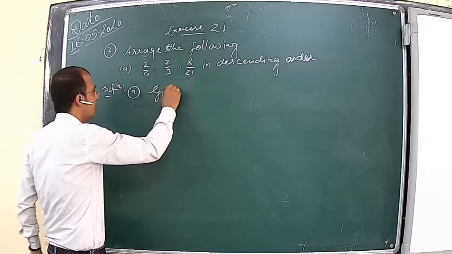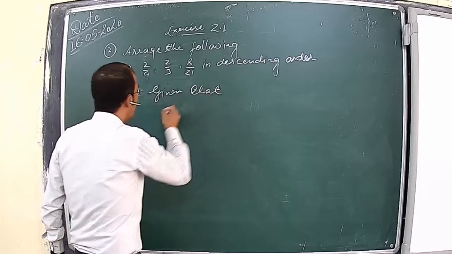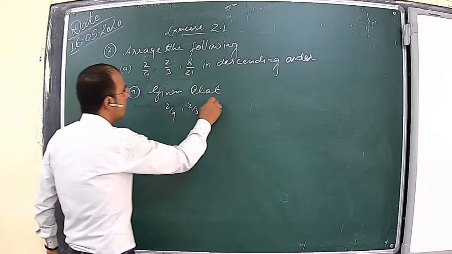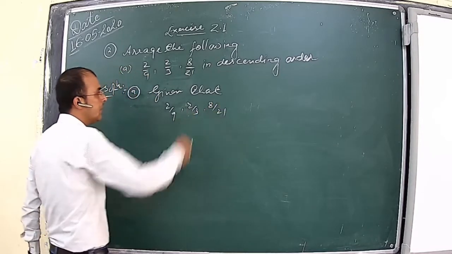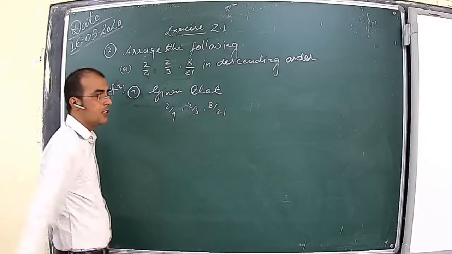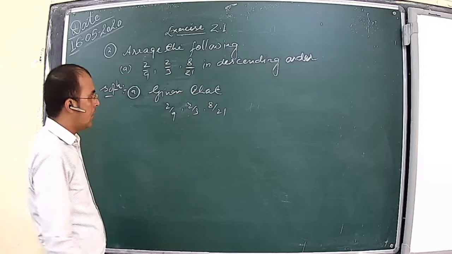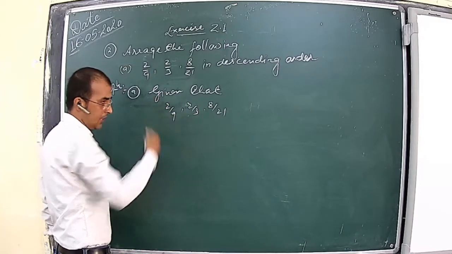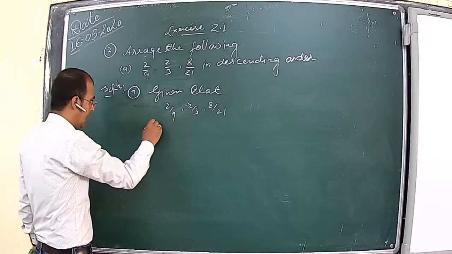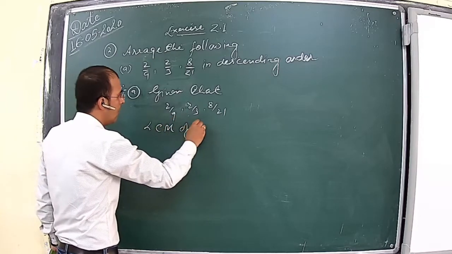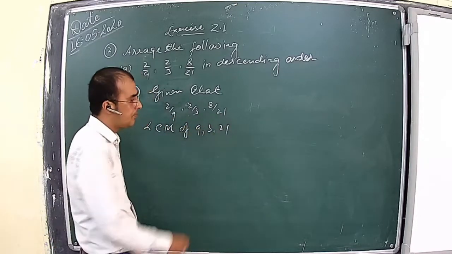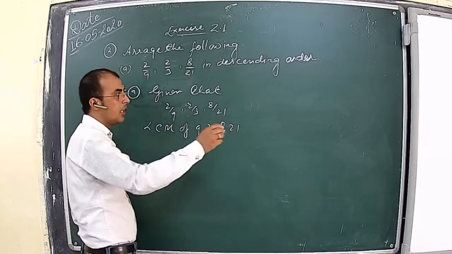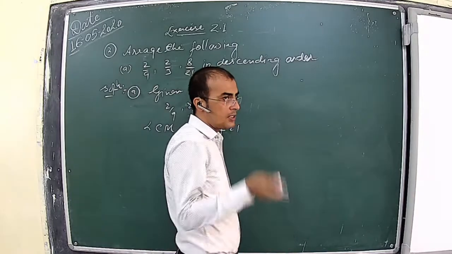The solution. Given: 2 by 9, 2 by 3, 8 by 21. Is it clear? You have to write these fractions in descending order. So first of all, we will convert these fractions into like fractions. So what to do? The LCM of 9, 3 and 21. What will be the LCM? You know that you can find it. Its LCM will be 63.